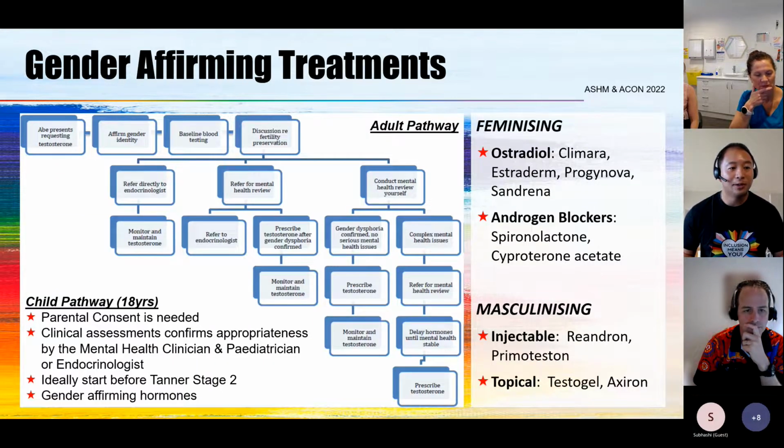So this is the common pathway we look at. This is a person requesting testosterone, a female transitioning to become male, and this is the common process we go through. A bit of a complex process, as you can see there.